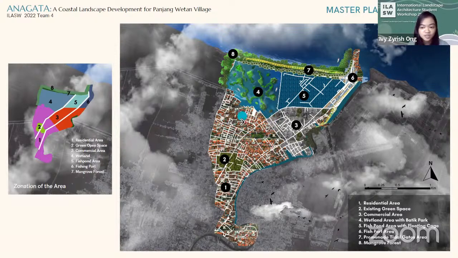Then we locate the commercial area near the fish ponds and fishing port to provide direct livelihood opportunities for the community. And then we also provide ecotourism sites, which are the wetland area with Batik Park, promenade, and mangrove forest. Other than being used for tourism, these areas also enhance the mitigation capacities of the community to tidal flooding, inundation, and sea level rise. And now let's take a look at the specific design interventions that we applied on the site.